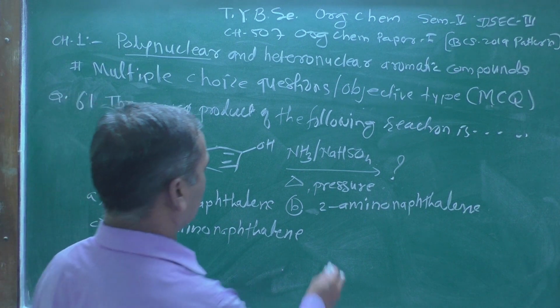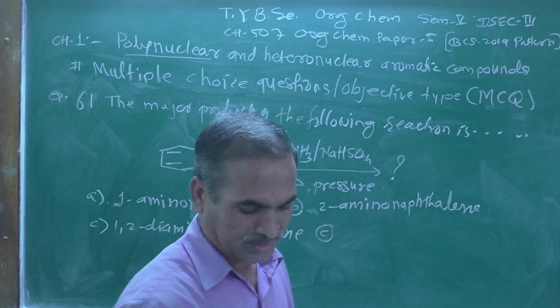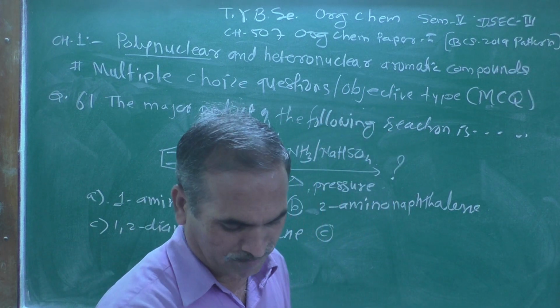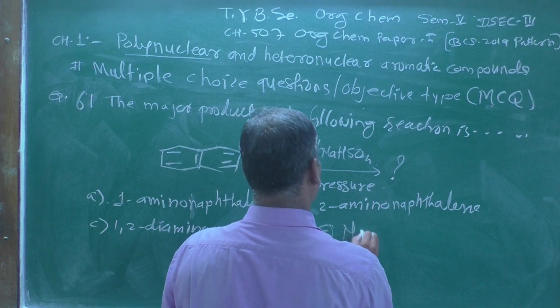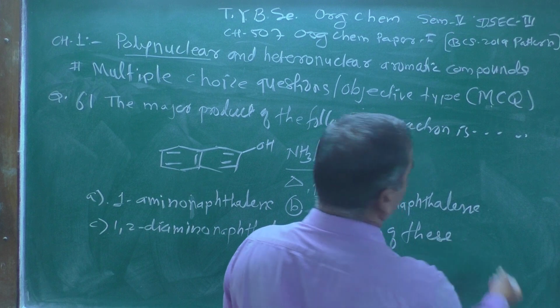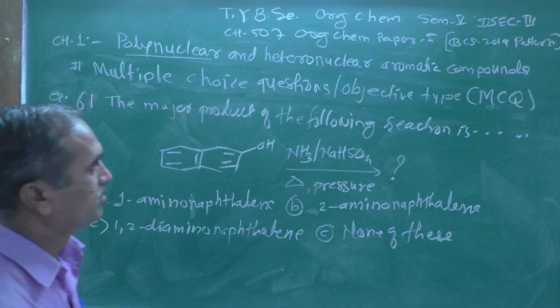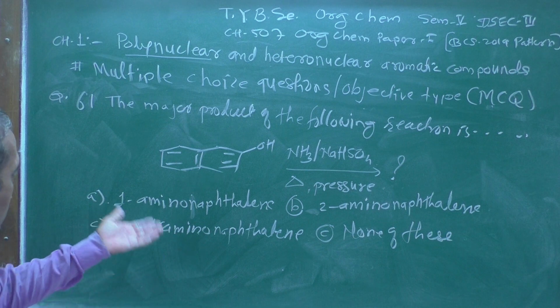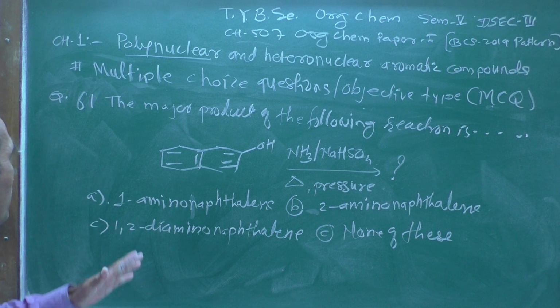Option B is 1,2-diamino naphthalene, and option C would be none of these. What do you think? Which would be the correct answer? The previous answer is the same.